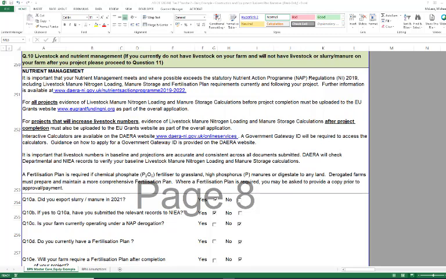A fertilisation plan is required if chemical phosphate fertiliser to grassland, high phosphate manures or digestate is applied to any land. Derogated farms must prepare and maintain a more comprehensive fertilisation plan. Where a fertilisation plan is required, you may be asked to provide a copy prior to approval or payment.